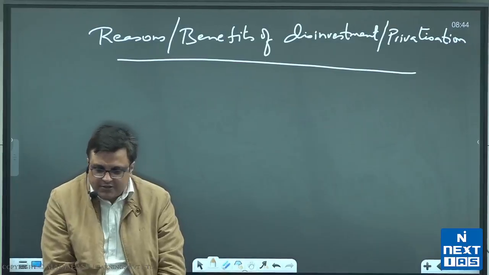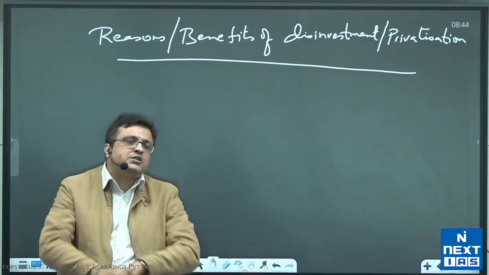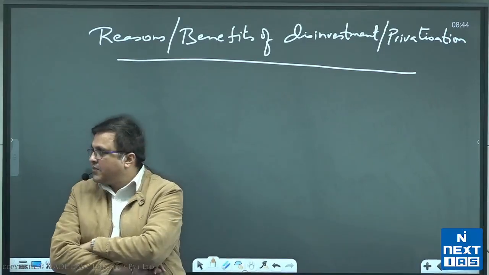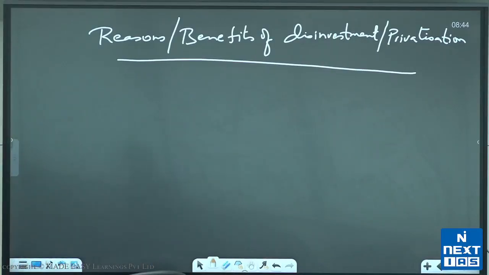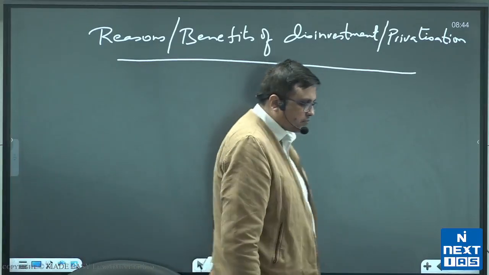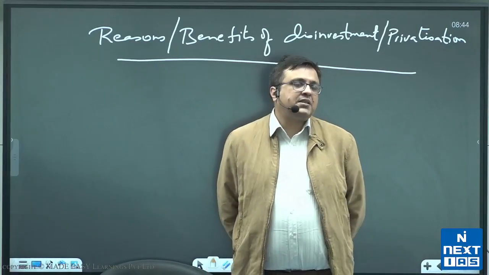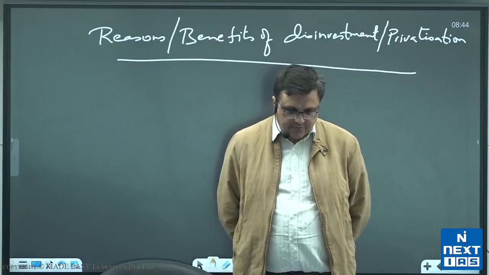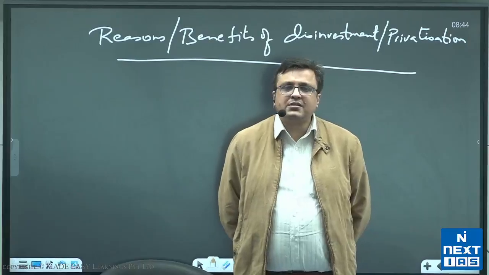You write the third point, you write: disinvestment results in making public sector more transparent, by listing them on stock exchange. I hope you recall this.